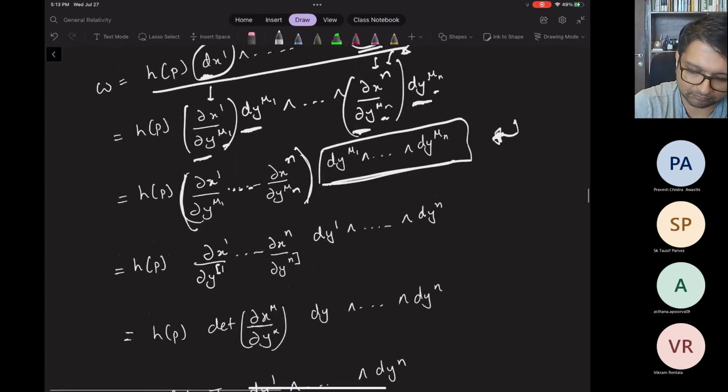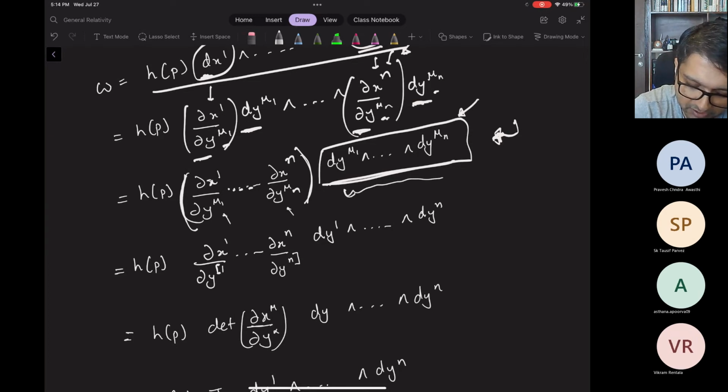And now, if you remember what I had mentioned in an earlier class, I can think about anti-symmetrizing over these n-forms, or I can imagine anti-symmetrizing over the coefficients. So I'll do exactly that. I'll write this now as fixed dy1 wedge dot dot dot wedge dyn, but now I'll anti-symmetrize over the coefficients, dy1 through dyn.